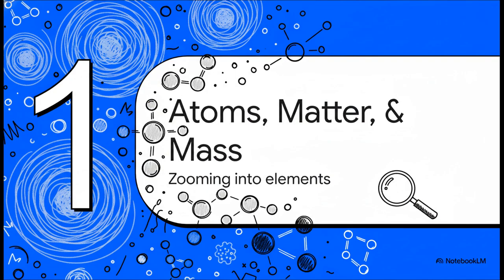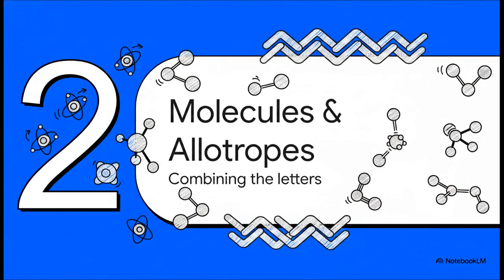All right, kicking things off with Section 1, Atoms, Matter, and Mass. Moving right along to Section 2, Molecules and their allotropes. Let's see how these tiny atomic letters actually combine in the real world.